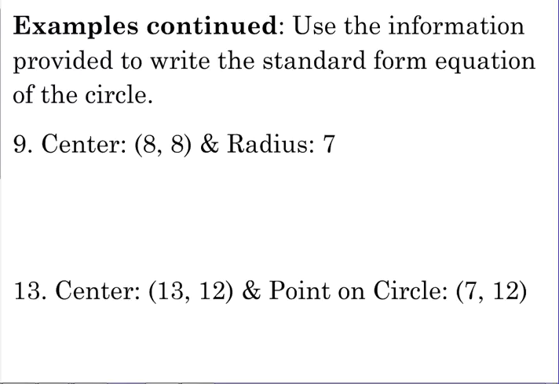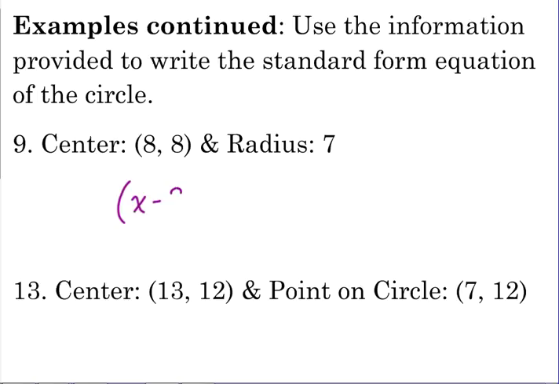Okay, so this time, instead of being given the equation, we're just told some details and we need to write the equation. So number 9 tells us that the center is at 8, 8, and the radius is 7. This is a very straightforward one because to write the equation, all we need is the center and the radius. So we've got everything we need.